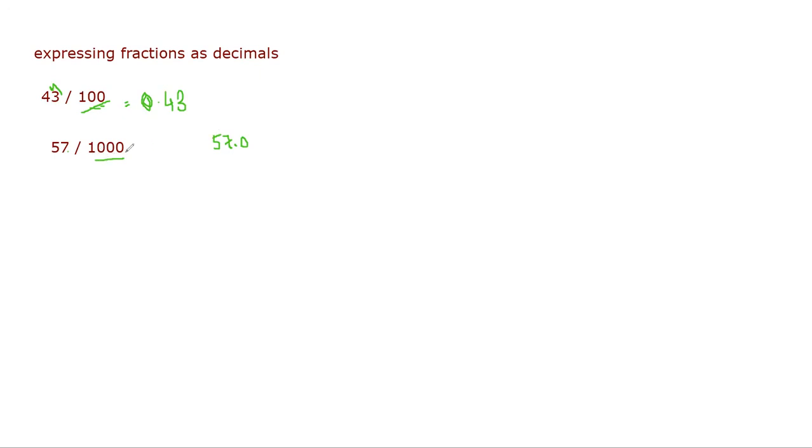So if we are dividing it by 1000, 1000 has 3 zeros, so this decimal would be shifted 3 places to the left. So 1, 2, and 3. So the decimal will be placed here. So there is a space left, a void here, so that void will be filled by 0. So the answer would be 0.057. Let's solve some more examples to clarify this concept.